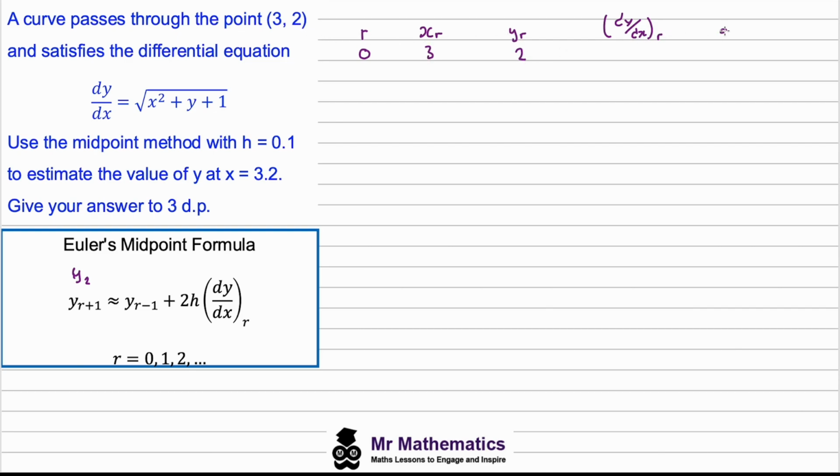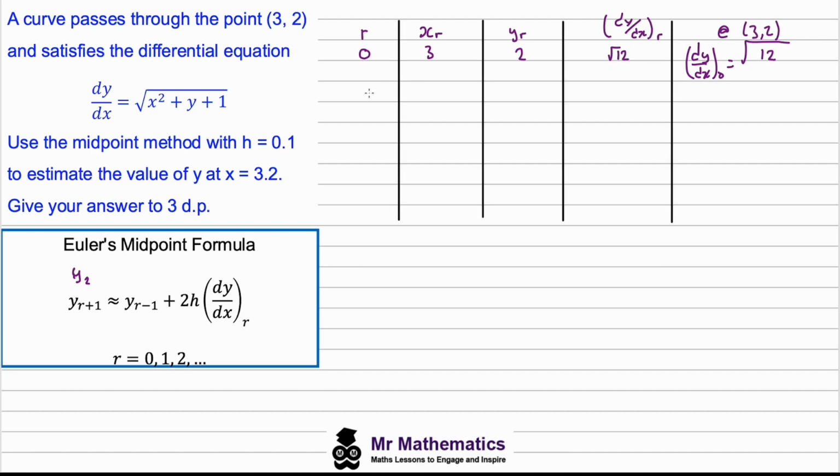So we can say that at 3, 2, we can work out our gradient, so dy by dx will be the square root. We'll substitute the 3 and the 2 into our gradient equation. So we've got 3 squared, 9, plus the 2 plus the 1. So this will be root 12. And I'll substitute that into our table here, root 12. I'm just going to section off a table.